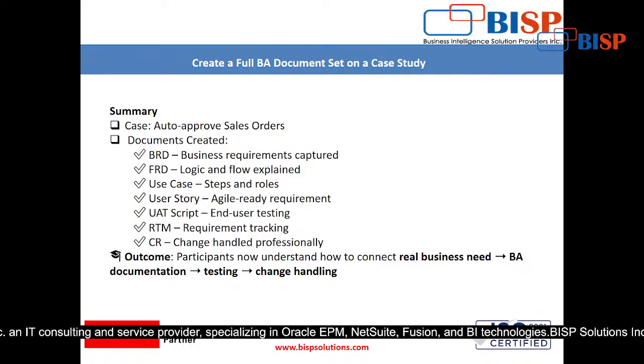And then take the appreciation document also, that whatever we have done is satisfactory to the user or the client, right? And the client is also satisfied with the work, so that type of appreciation letter will also be there. So there are so many things. In today's session, we have seen how to complete one use case using all the documentation. These are the list of the documentation: BRD, FRD, use case, user story, UAT script, RTM, requirement tracking, and then the change handled professionally. That means the change request document.